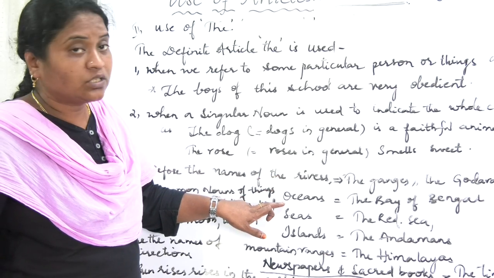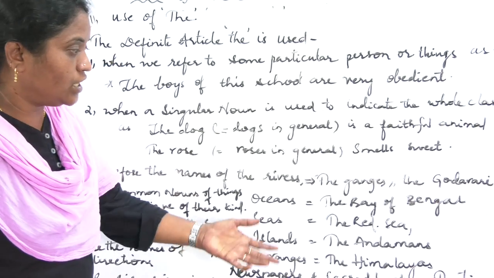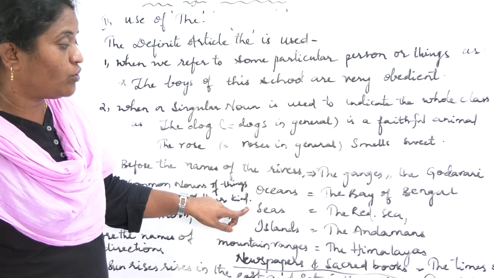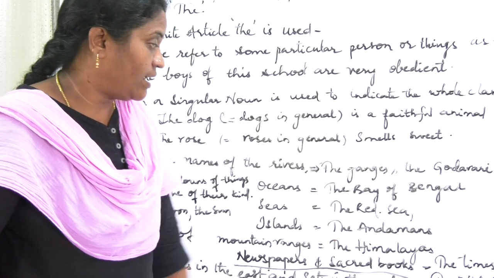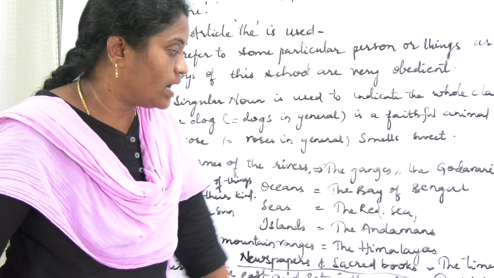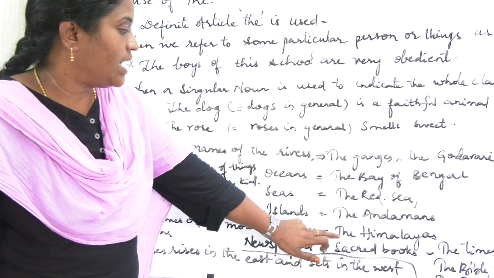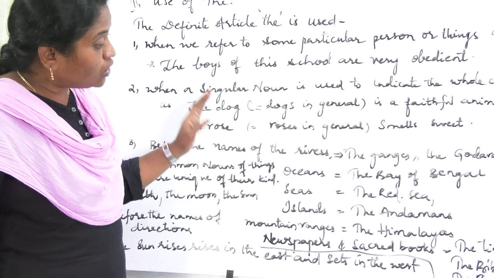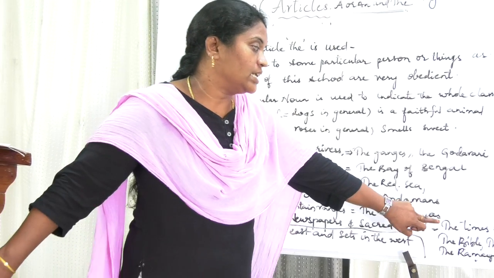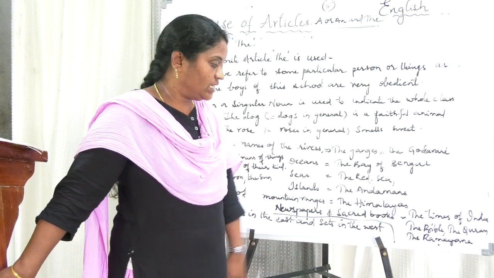Next, the is used before the names of the oceans like the Bay of Bengal, the Pacific Ocean, the Indian Ocean, etc. Next, before the names of the seas. The is used before the names of the seas like the Red Sea. Next, before the names of the islands like the Andaman and Nicobar Islands. And also before the names of the mountain ranges like the Himalayas. And also, the is used before the names of the newspapers and also sacred books, the Times of India, the Bible, the Quran, the Ramayana, the Bhagavad Gita, etc.